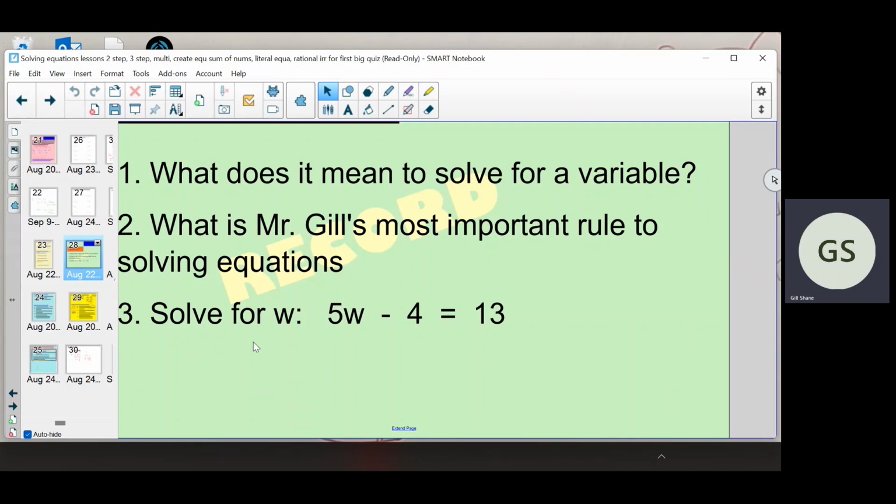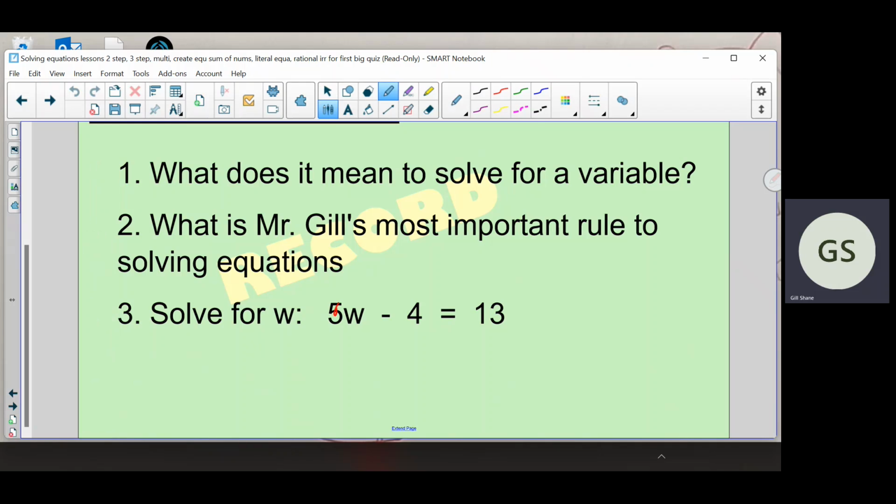That was the original time I created it. I don't change the date. The date's up there if you need the date. So again, I need to start with one of these 2 numbers. I need to get rid of that 5 and I need to get rid of that -4. And then W will be all by itself. And we said that's the goal. Get the variable by itself.